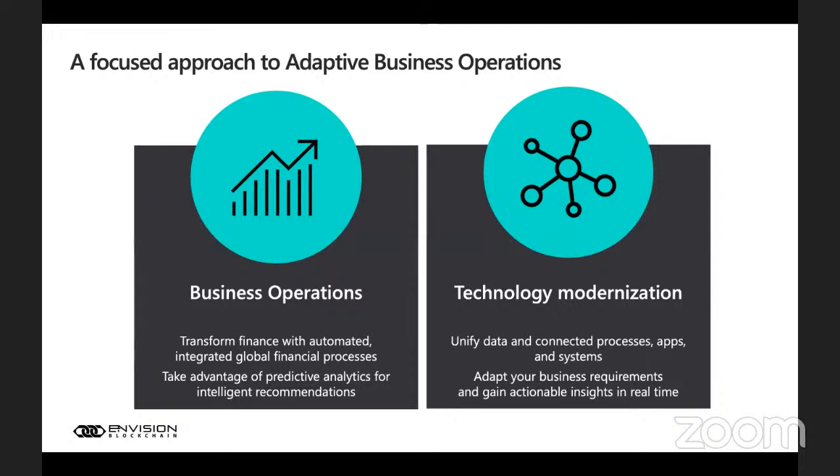We need to take advantage of predictive analytics for intelligent recommendations. We need to be able to transform finance with automated, integrated global financial processes. We need to unify the data and connected processes, apps, and systems, adapt to business requirements, and gain actionable insights in real time. And this is what's important and what's needed in order to streamline financial and operational processes.